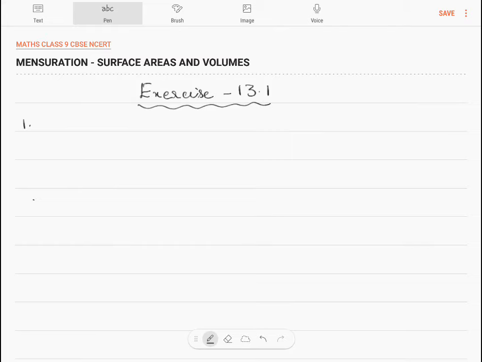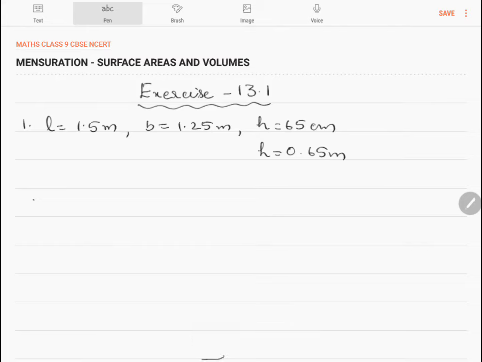So here the length is given as 1.5 meters, breadth is 1.25 meters, and height is 65 centimeters. Everything should be in meters, so we can convert height to 0.65 meters. Since the box is open at the top, instead of 2 lb, we use just 1 lb, that is, the top portion is not there.